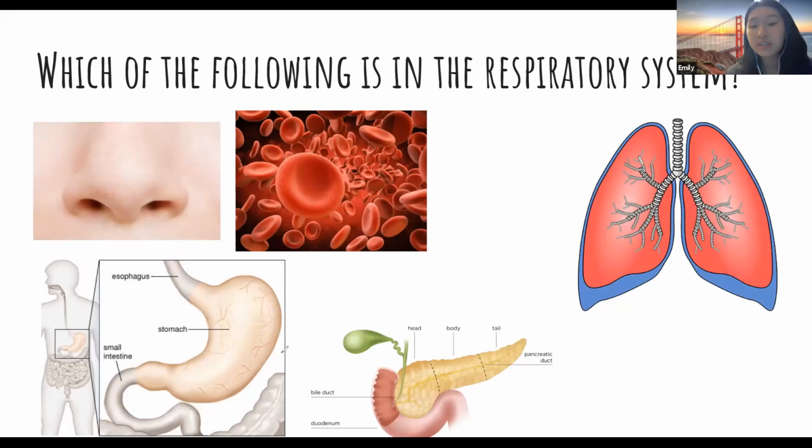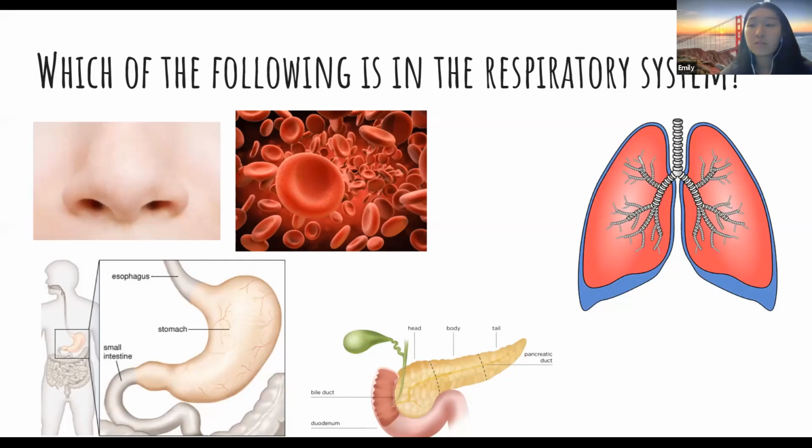Yep, and nobody circled the last two, which is very good because those are both not involved in the respiratory system. Here you have the stomach, which is not part of the respiratory system. It's part of the digestive system, which we will talk about at a later date. And this bottom picture is also part of the digestive system. It's the pancreas and small intestine. So all organs that are not part of the respiratory system. So yes, good that we've identified some major structures within the respiratory system.